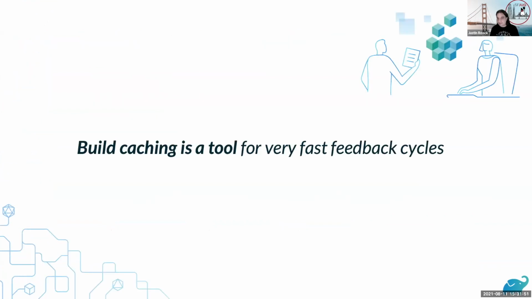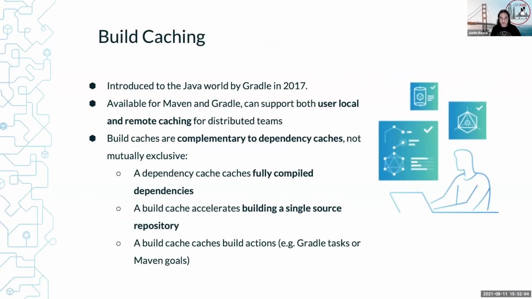So if we can agree that fast feedback cycles, feedback cycles that are as fast as they possibly can be, are really what we're talking about here, then we can look at one approach and say that build caching is a tool for very fast feedback cycles. Build caching was introduced to the Java world by Gradle back in 2017, right? So it's actually a relatively new approach. It's available for Maven and Gradle, and it can support both local and remote caching for distributed teams.